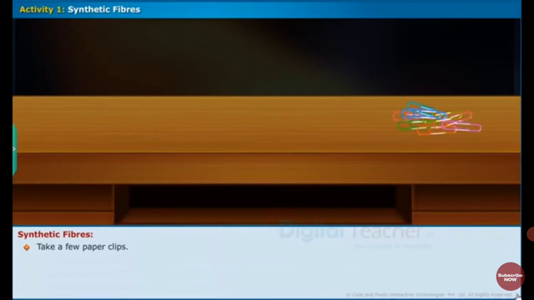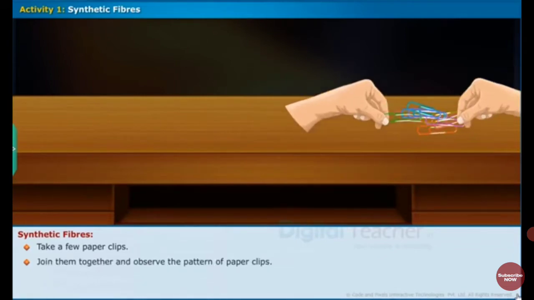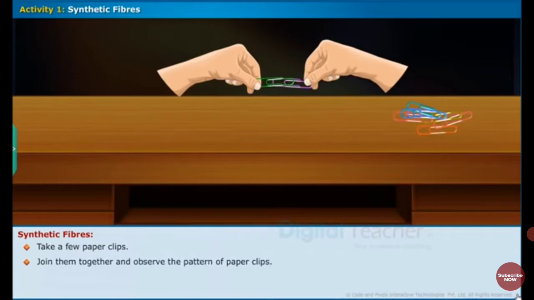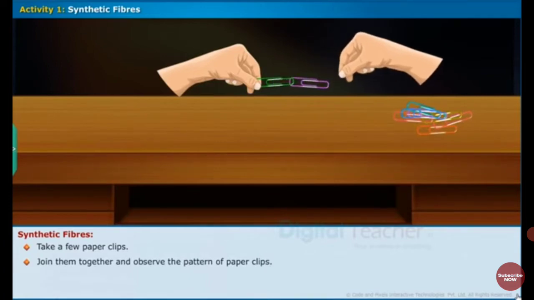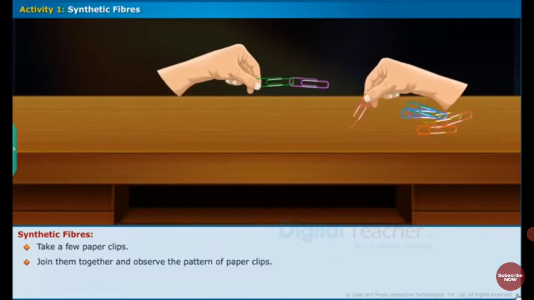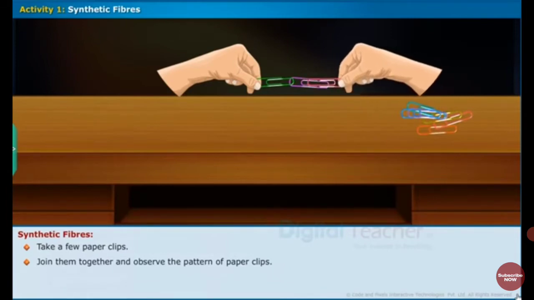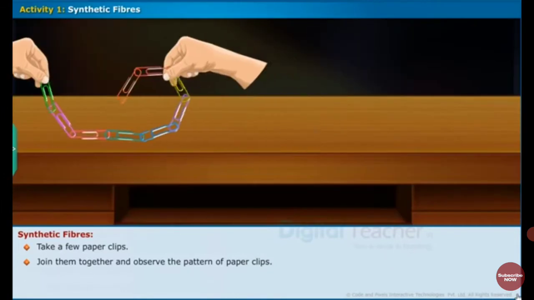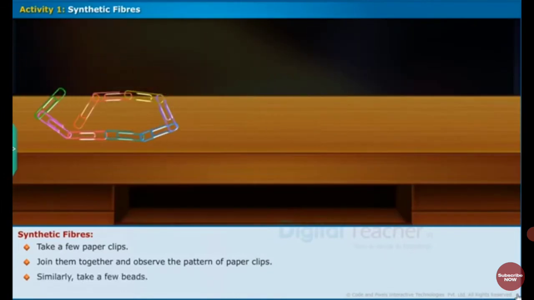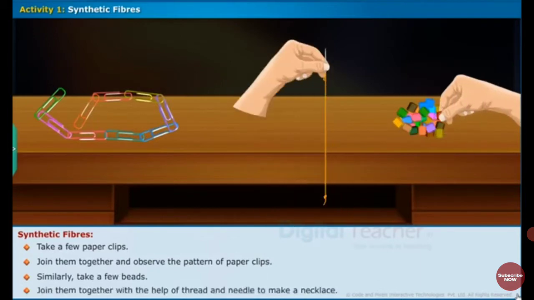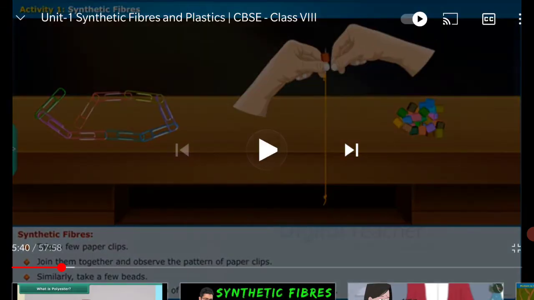Let us perform a simple activity to understand the synthetic fibers in detail. Take a few paper clips. Join them together and observe the pattern of paper clips. Similarly, take a few beads. Join them together with the help of thread and needle to make a necklace.